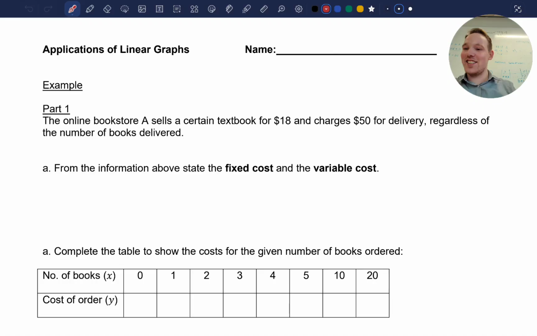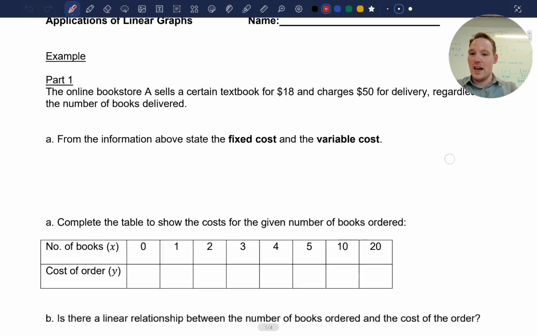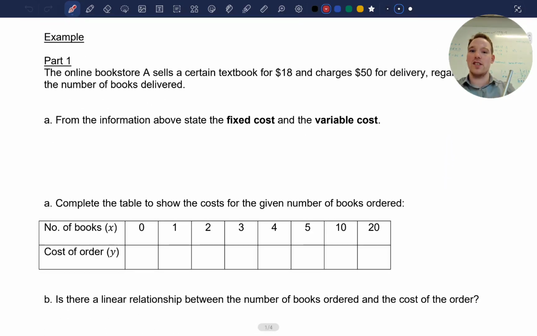Alright, let's start. So, this question is about an online bookstore. Bookstore A is what we'll be looking at first. They sell a certain book for $18 and it charges $50 for delivery. From the information, state the fixed cost and the variable cost.